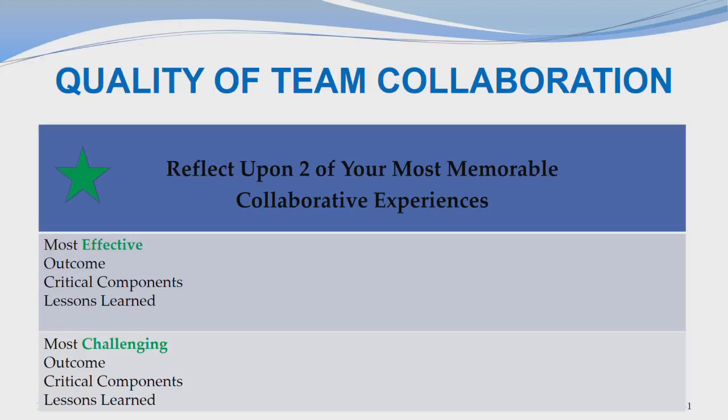So most effective. Think about what was the outcome. Kid got dismissed. Kid's functional communication improved. Kid gained a lot of skills and improved classroom performance. What were the critical components that made that happen? And what are some lessons learned? Does anybody care to run through an effective one? Just answering those four questions briefly.